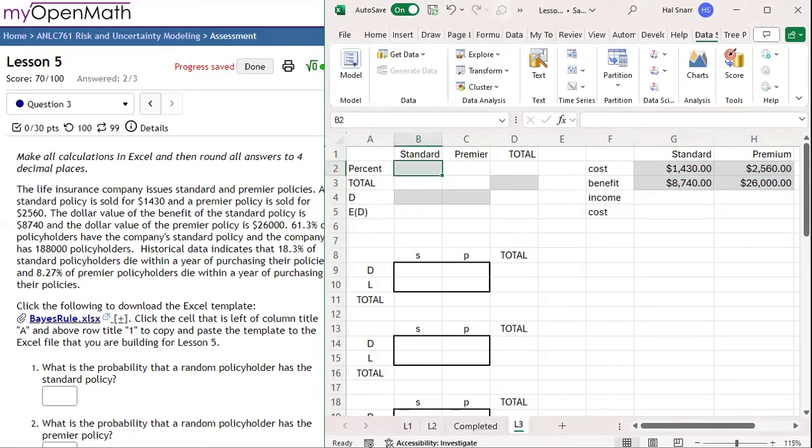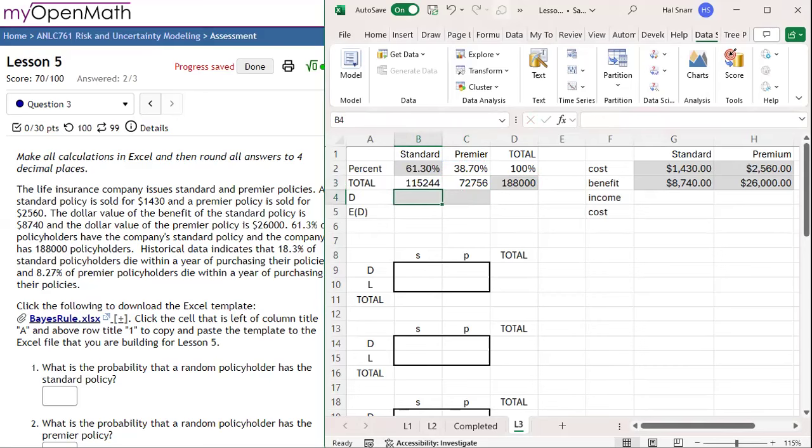The percent of standard policyholders is 61.3%. And the total, of course, is 100%. What percent of premium customers do they have? They have 38.7. These two add up to 100, right? And then they have a total of 188,000 policyholders. So they have a total of, multiply those two together, 115,244 standard policyholders. And they have, multiplying these two together, 72,756 policyholders.